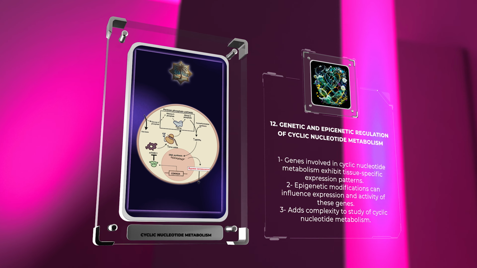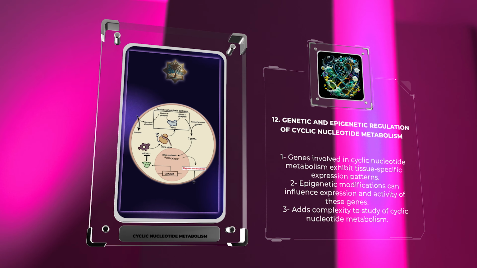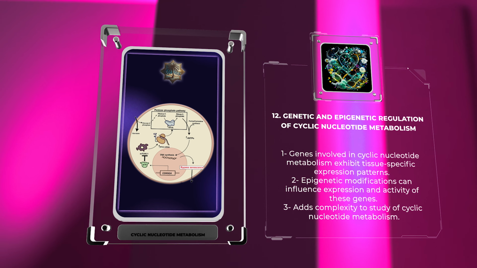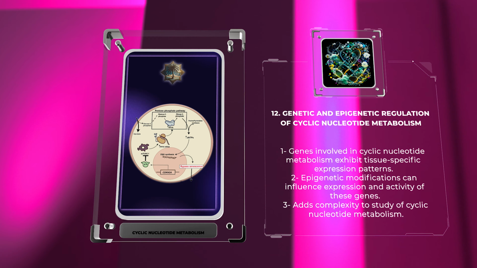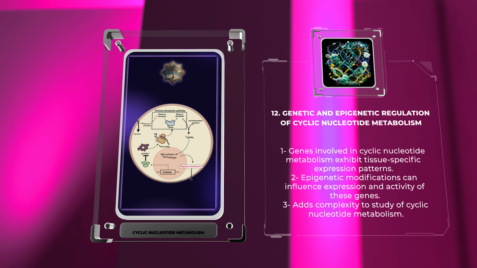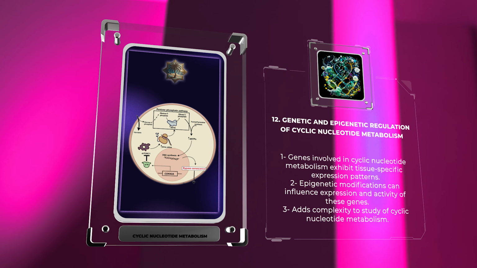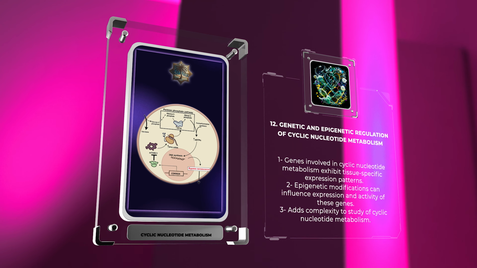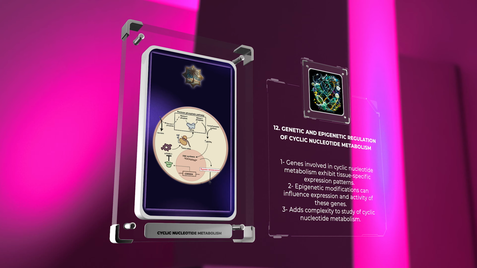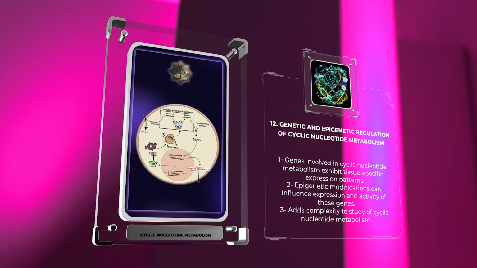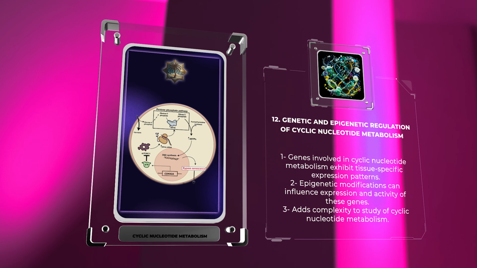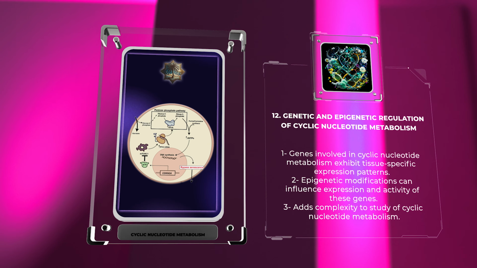As we near the end of our journey through cyclic nucleotide metabolism, it is important to highlight the genetic and epigenetic regulation of this intricate process. Various genes, including those encoding adenylate cyclase, guanylyl cyclase, and PDE isoforms, exhibit tissue-specific expression patterns. Additionally, epigenetic modifications, such as DNA methylation and histone modifications, can influence the expression and activity of genes involved in cyclic nucleotide metabolism, adding another layer of complexity to this field of study.